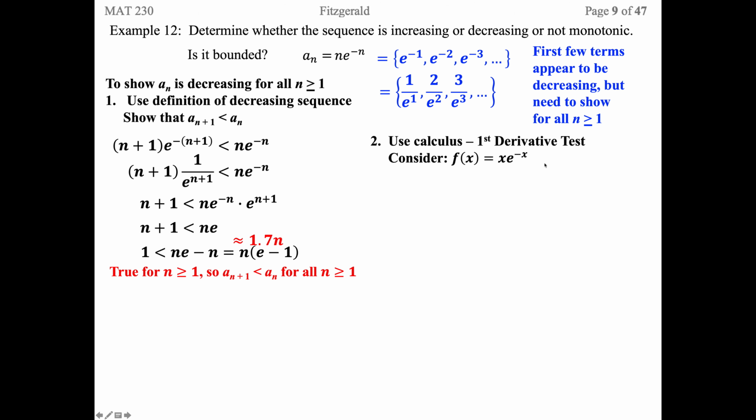If you go back to Calc 1, take the function, take its derivative. We'd have to use the product rule here. e to the negative x times the derivative of x is 1, plus x times e to the negative x, chain rule, times negative 1 from the exponent. Do a little simplifying here. That changes the sign. We'll factor out the e to the negative x.